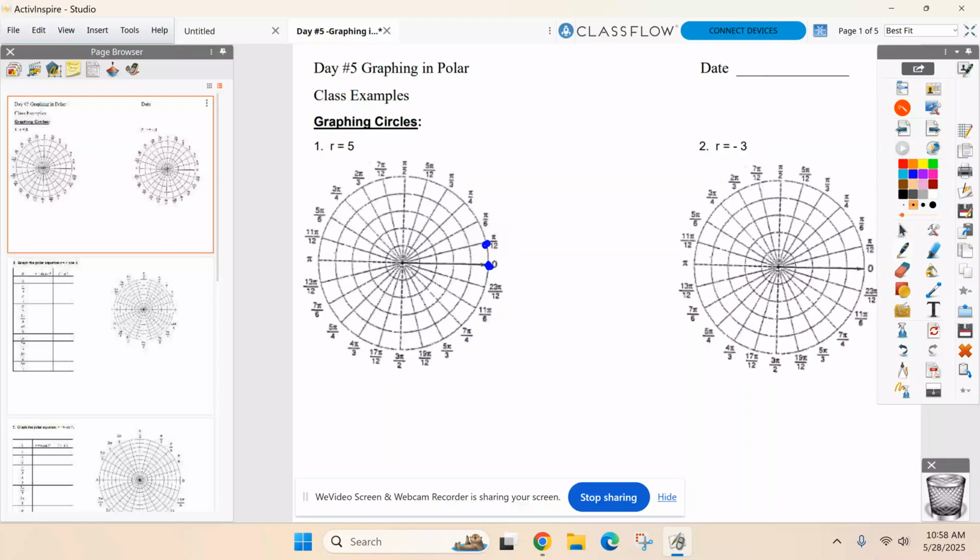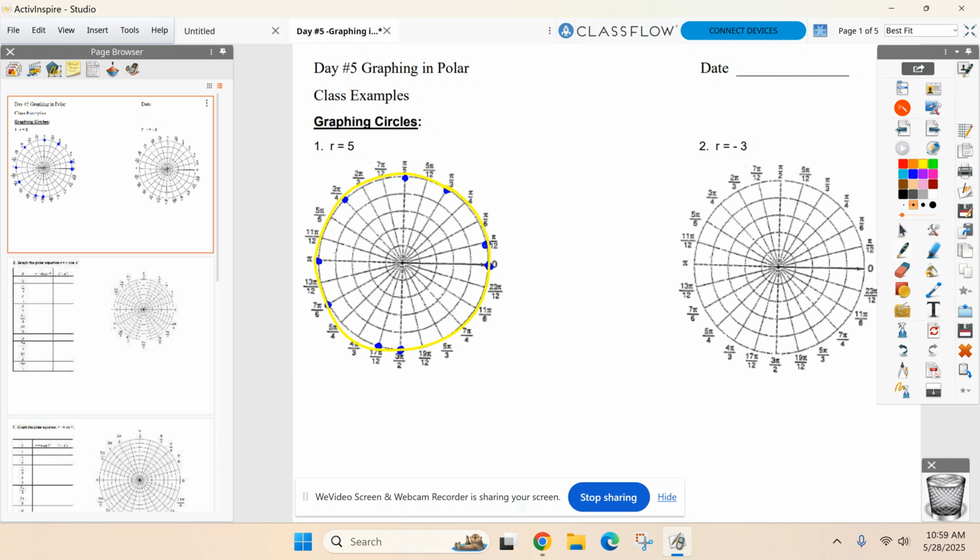So you start plotting all the points that are 5 units away, no matter what angle you're at. What's it going to start forming here? A circle. It should start forming a circle. So when it's R equals just a single number, you should have a graph of a circle. So does everybody see how that works? With R equals just a number, any angle you go to, you should be going 5 away from the center.